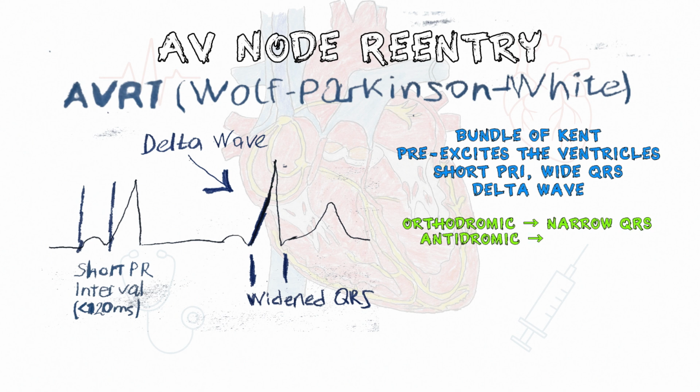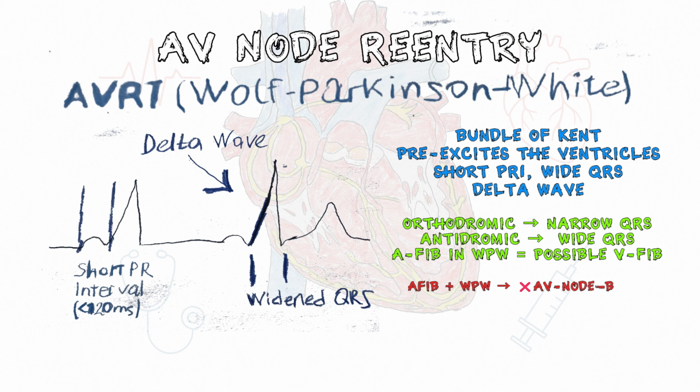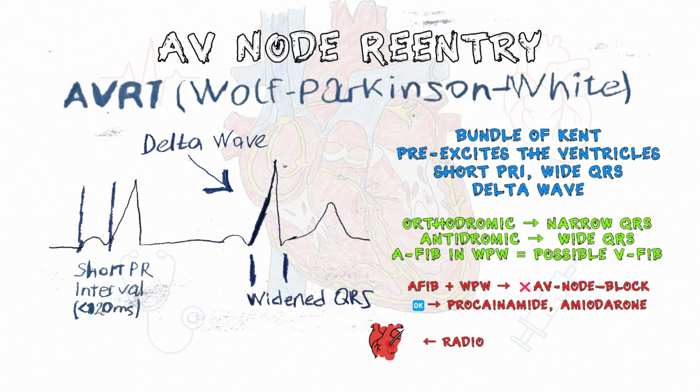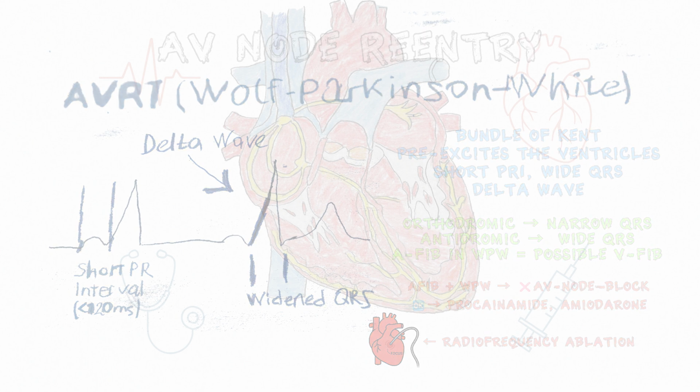There is an important notice. Atrial fibrillation in Wolff-Parkinson-White syndrome is extremely dangerous and can deteriorate into ventricular fibrillation. Never give AV node blocking agents during atrial fibrillation plus Wolff-Parkinson-White. In this case, safe medications include procainamide and, depending on guidelines, amiodarone. Definitive treatment is radiofrequency ablation.